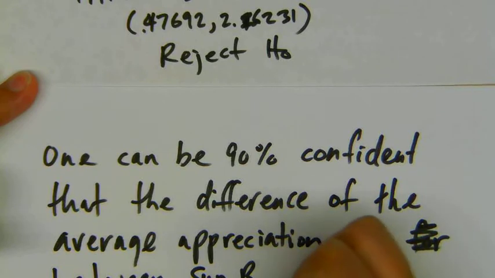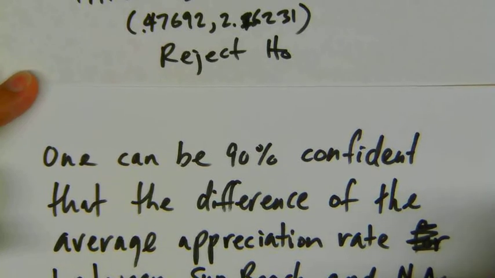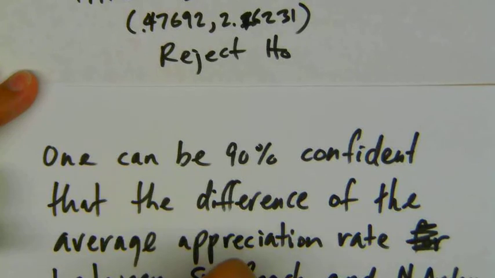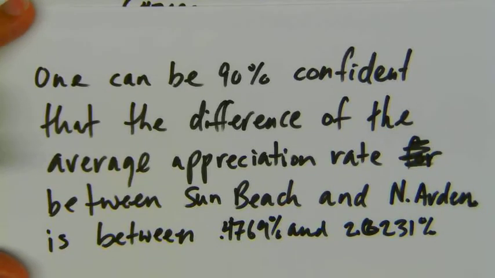Sun Beach and North Arden is between 0.4769 and 2.6231. What's our units here? There, it just said percent, so those are each a change in percentage. So if the units were back in inches or seconds, make sure you put that unit back in there.